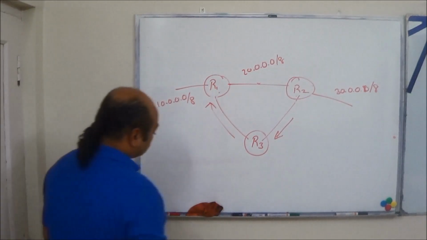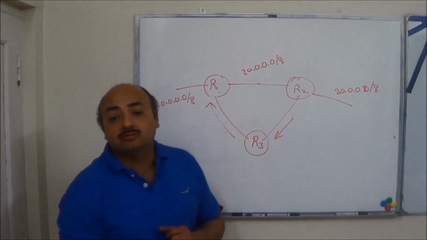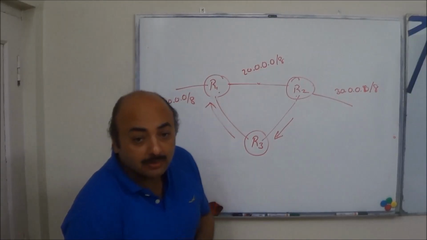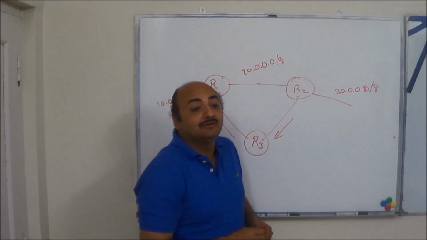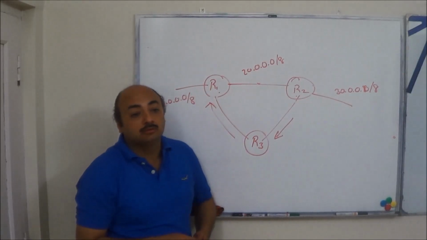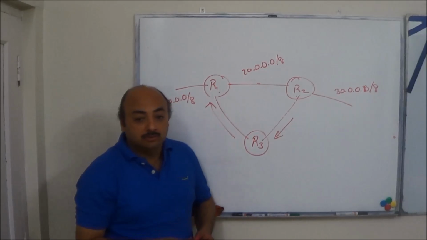Next, in RIP, the maximum hop count is 16. The maximum hop count is 16, or 15? The acceptable hop count is 15. Right?